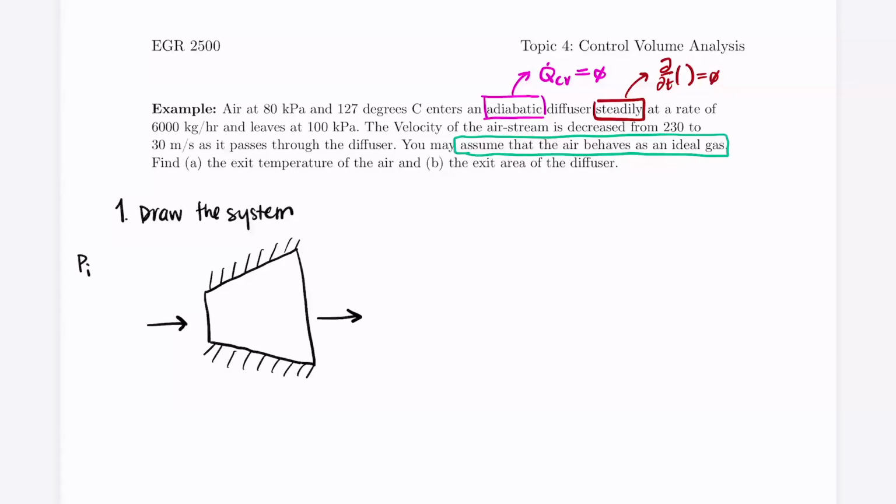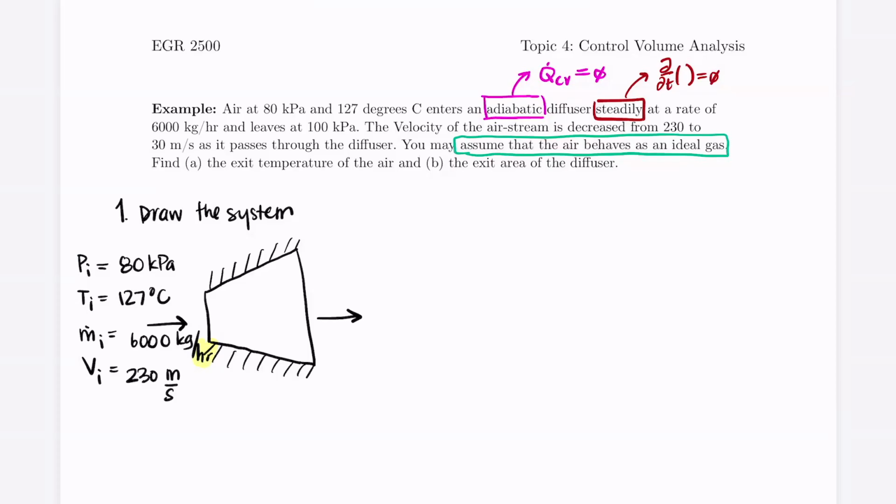So we have pressure, temperature, m dot, and V given to us. So our inlet pressure is 80 kPa. Our inlet temperature is 127 degrees C. M dot is 6,000 kilograms per hour. Keep in mind we have this per hour, so we're going to have to be careful about units. And then our velocity at the inlet is 230 meters per second.